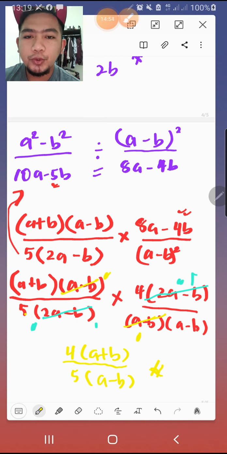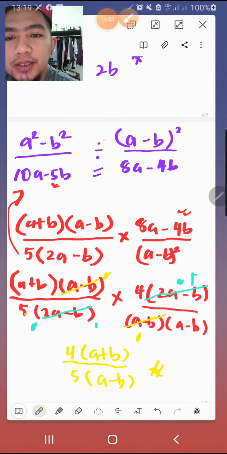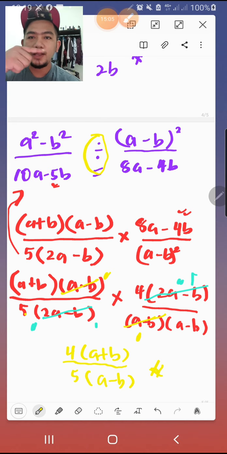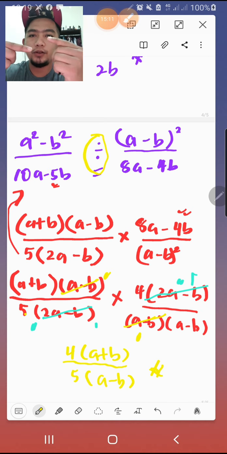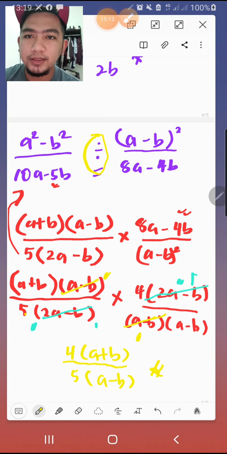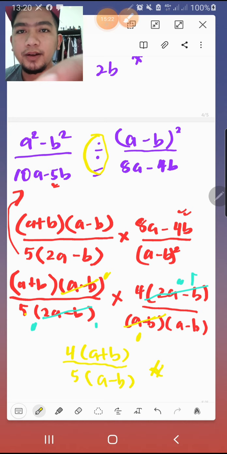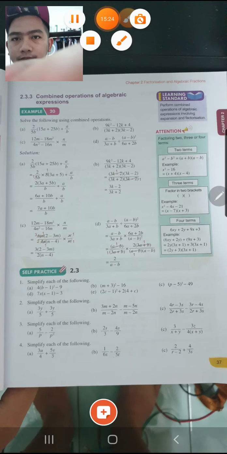Okay, make sure you remember when you see this division, we need to change to multiplication, and then the denominator will go up as numerator and the numerator will go down as denominator. Okay, and then try to factorize, and then you eliminate, and you will get the final answers. All right, let's continue.